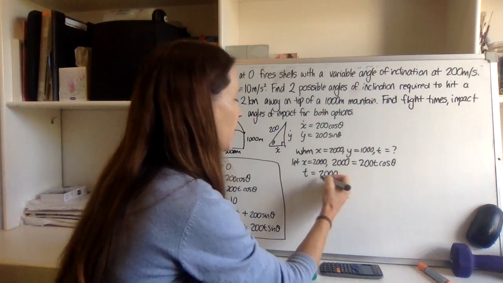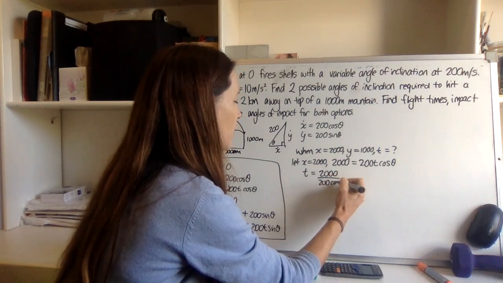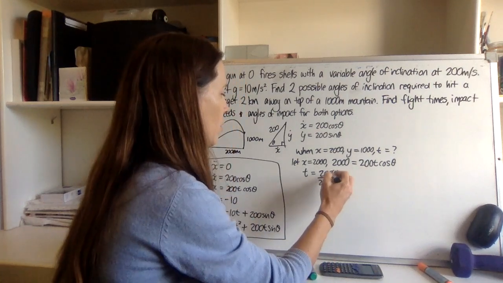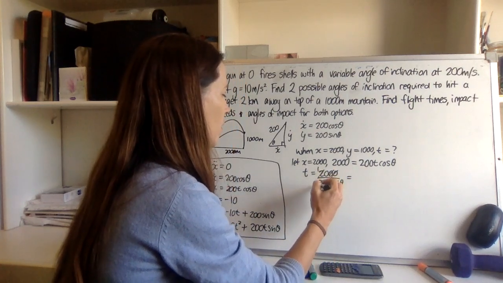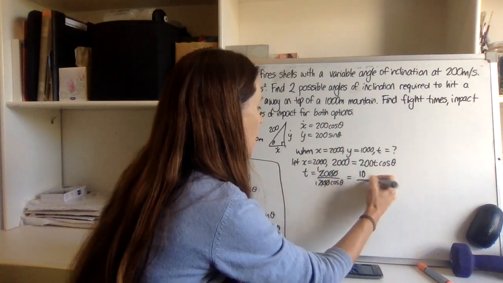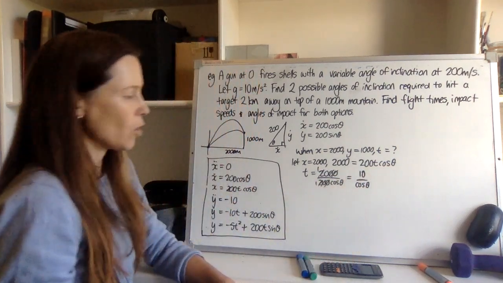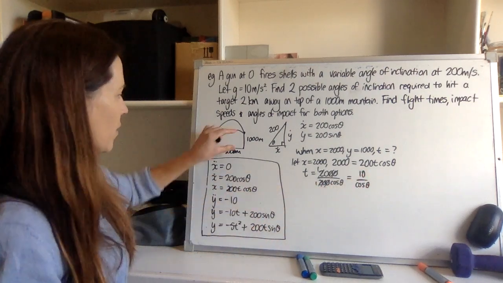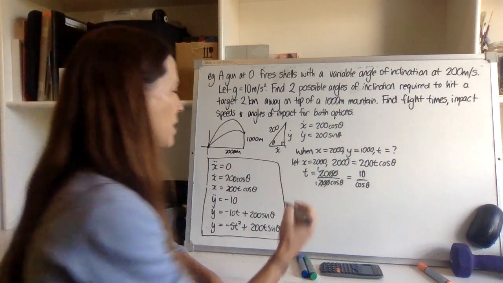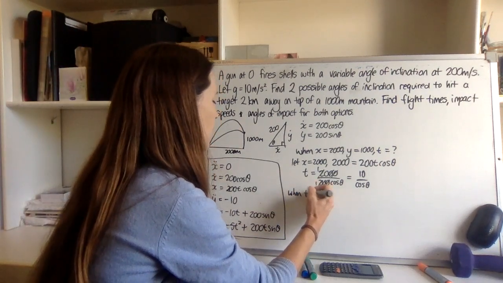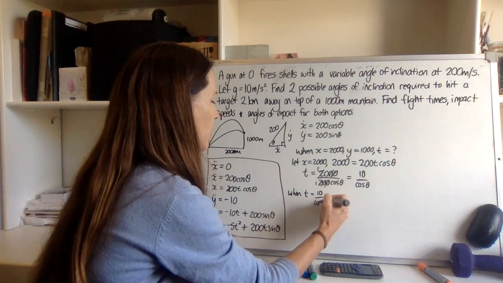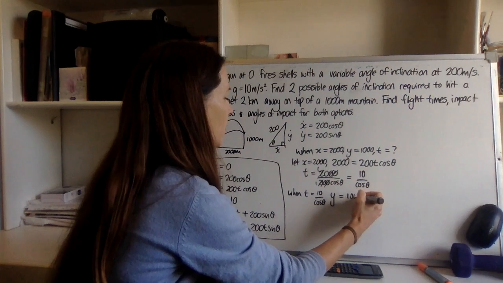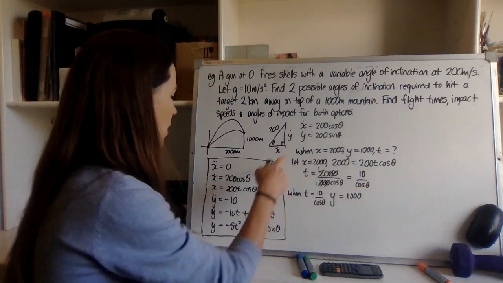So we can say t is equal to, well, let's just put it all in there. So that is equal to, we can cross off some zeros here and divide, and we can see that we've got 10 over cos theta. All right, so when the time is this, that's when y is going to be 1000. So now we can sub that in. When t equals 10 over cos theta, y is equal to 1000. So therefore, let's write our equation for y.